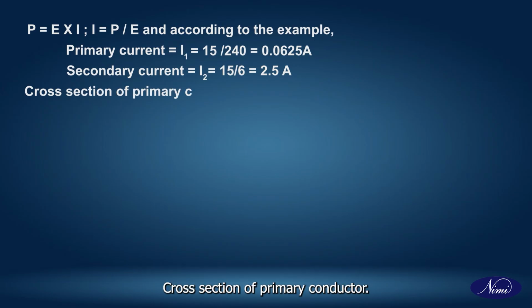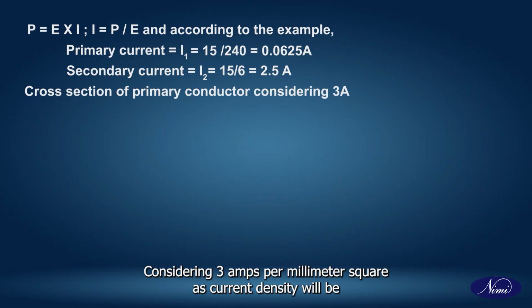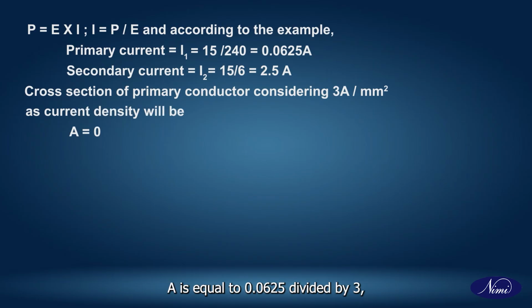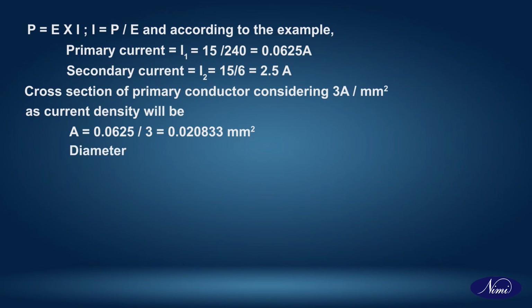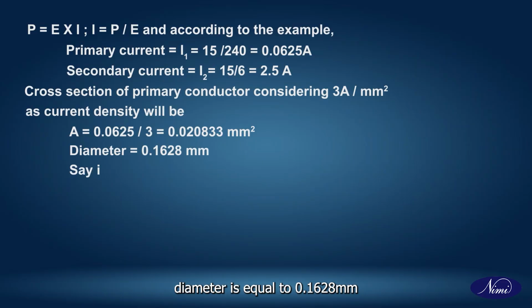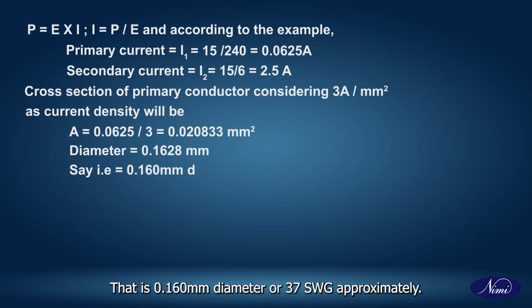Cross section of primary conductor, considering 3 amps per millimeter square as current density, will be A is equal to 0.0625 divided by 3, which is equal to 0.020833 millimeter square. Diameter is equal to 0.1628 millimeter, that is 0.160 millimeter diameter or 37 SWG approximately.